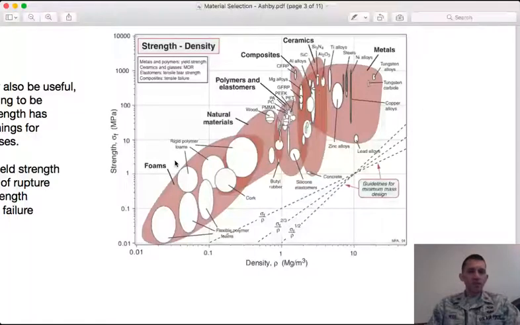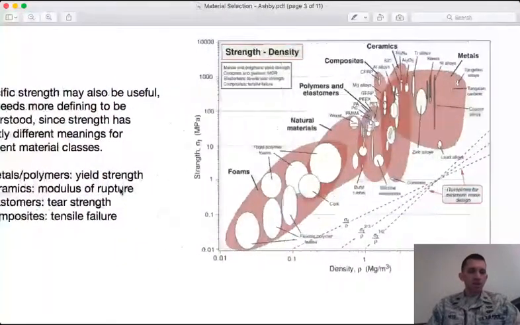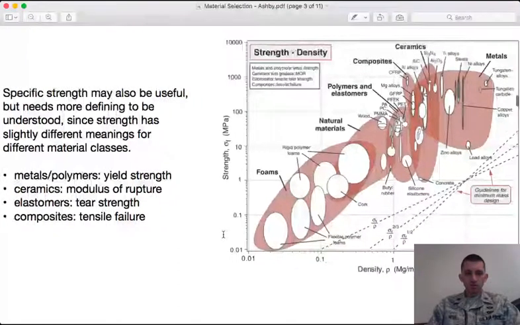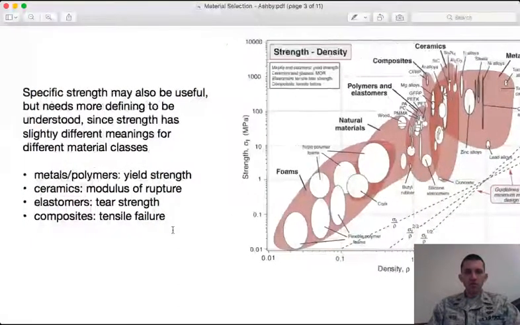For metals and polymers, we think about the yield strength, where we transition from elastic to plastic deformation. For ceramics, you have to define strength in terms of modulus of rupture. So this would be more related to a bending test, since for a typical ceramic material you can't do a tensile test. Elastomers, we care about the tear strength, and then for composites, we would have the ultimate strength or the tensile failure.